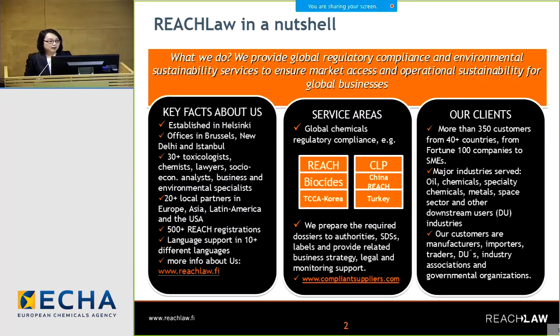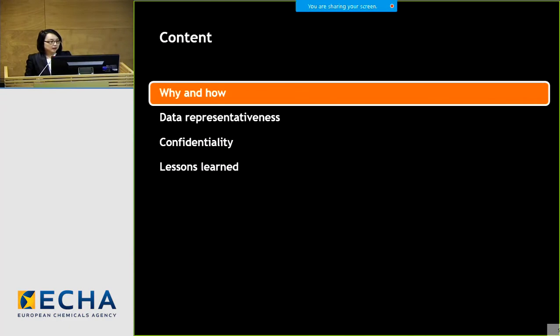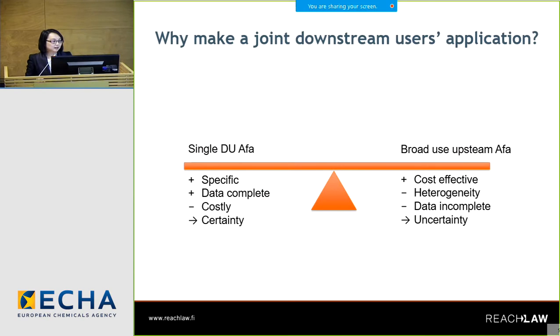I've seen all these through the decision-making process as well. First, I would like to ask why you make a joint downstream users application and how you organize it.